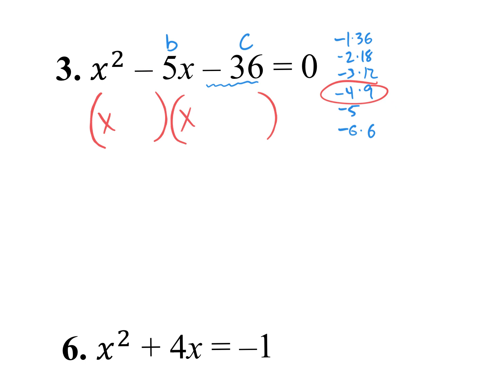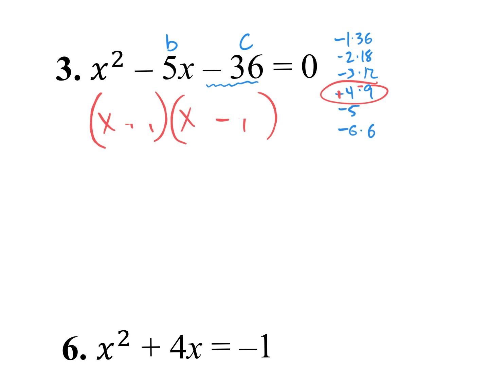So all I have to do is change both of these signs. So that becomes a positive 4, that becomes a negative 9. Plus 4 right there, minus 9 right there. It is now factored, and it is equal to 0, which means that I could apply the zero product property.